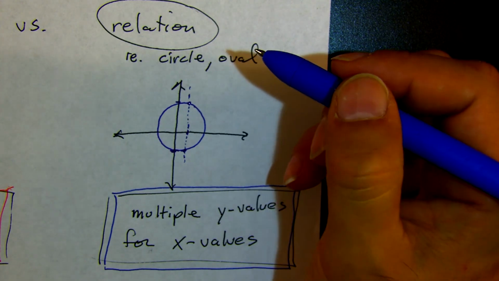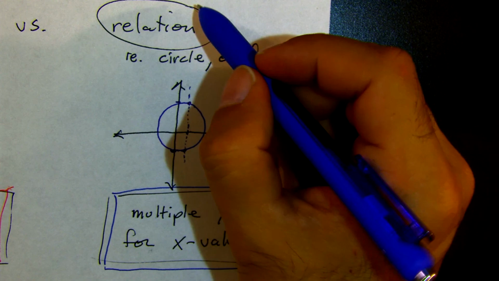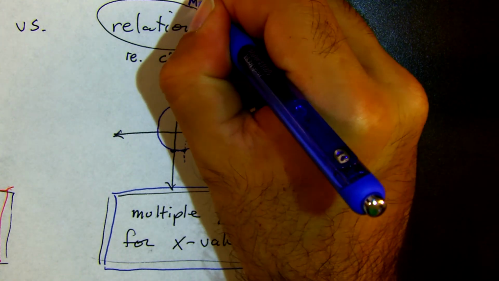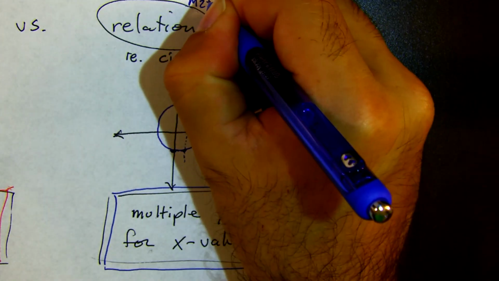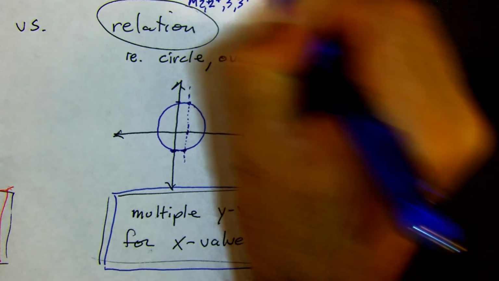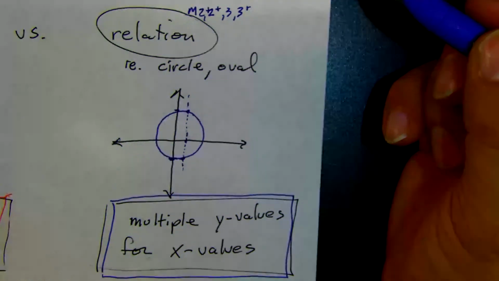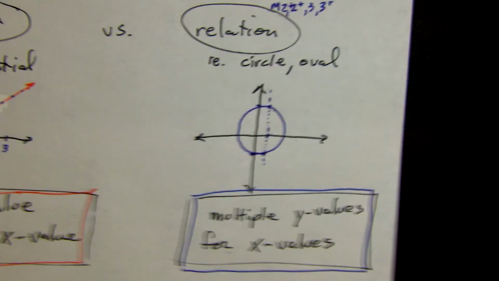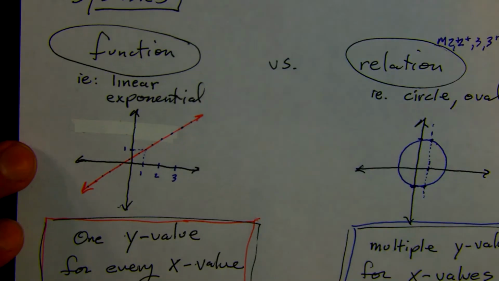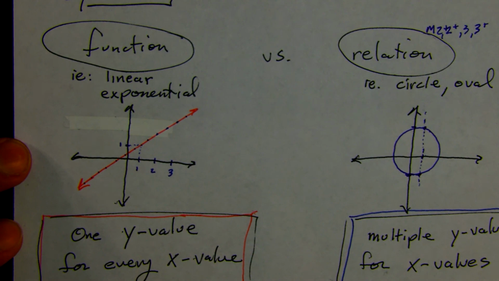and a circle, an oval. There's some other weird relationships that you'll see. But this is like math 2 plus, or 3 plus, okay? It's not something that we're going to see too much in math 1, okay? So mainly, I want you to focus on our functions as the main thing we're focusing on.